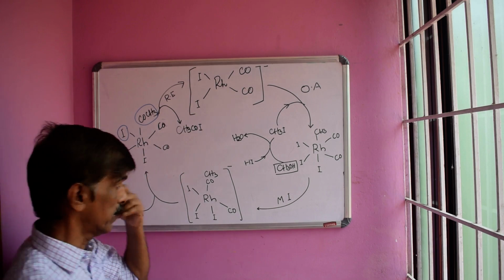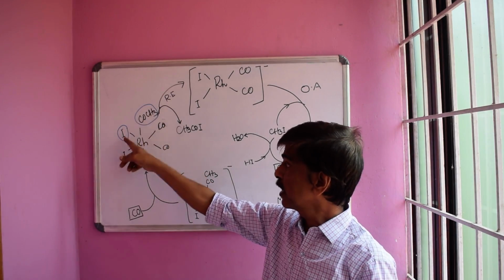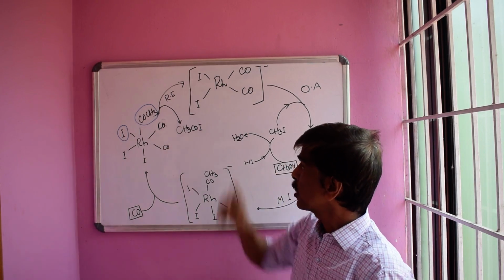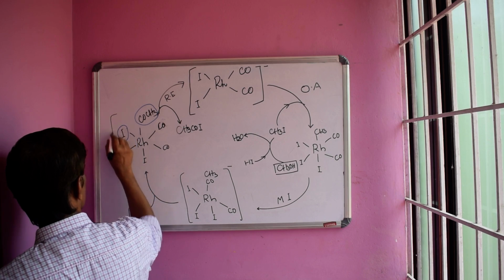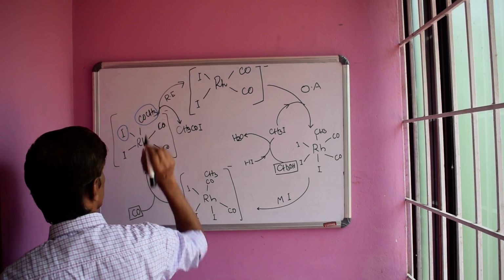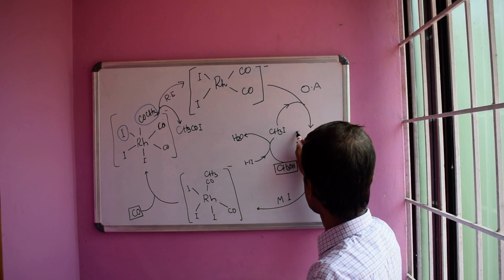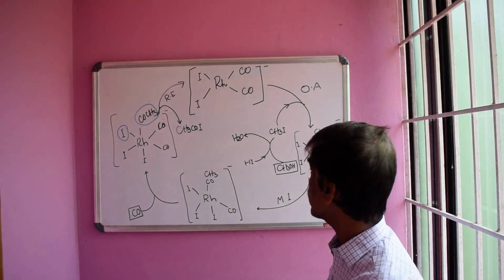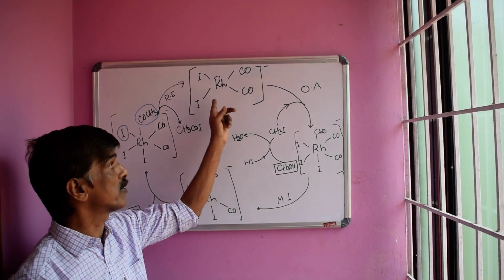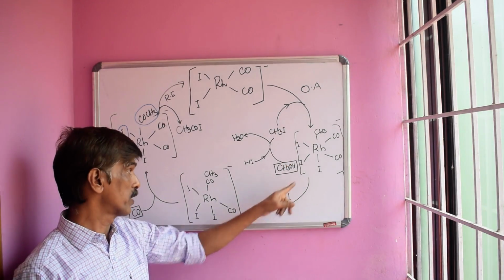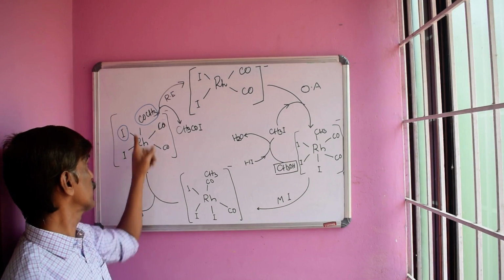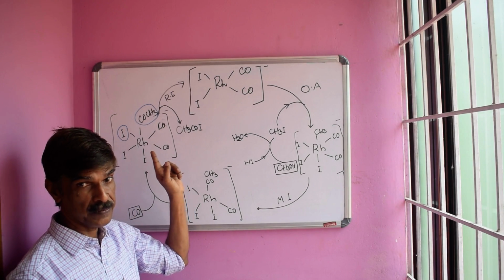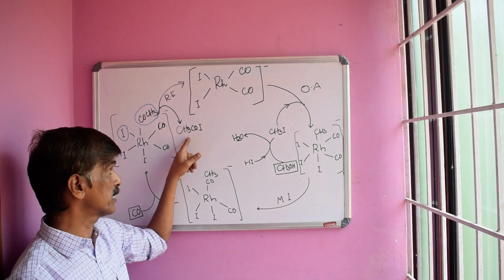So this is the cis coordinate complex species, which carries a negative charge. The iodide ions are negative, while the CO is a neutral molecule, so there is an overall minus 1 charge. Okay.